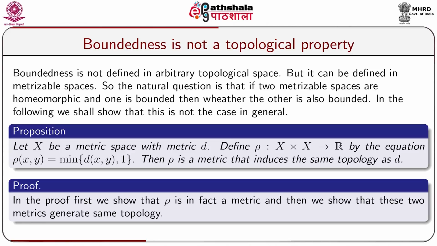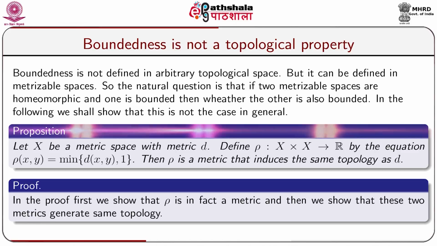Now, we know that boundedness is a metric property. That means we can define boundedness in a metrizable space or in a metric space. A subset in a metric space is called bounded if it is contained in an open ball. The question is whether boundedness is also a topological property. In our following discussion, it will be established that boundedness is not a topological property. That means it is possible that there are two homeomorphic metrizable spaces, one of which is bounded and another of which is not bounded.